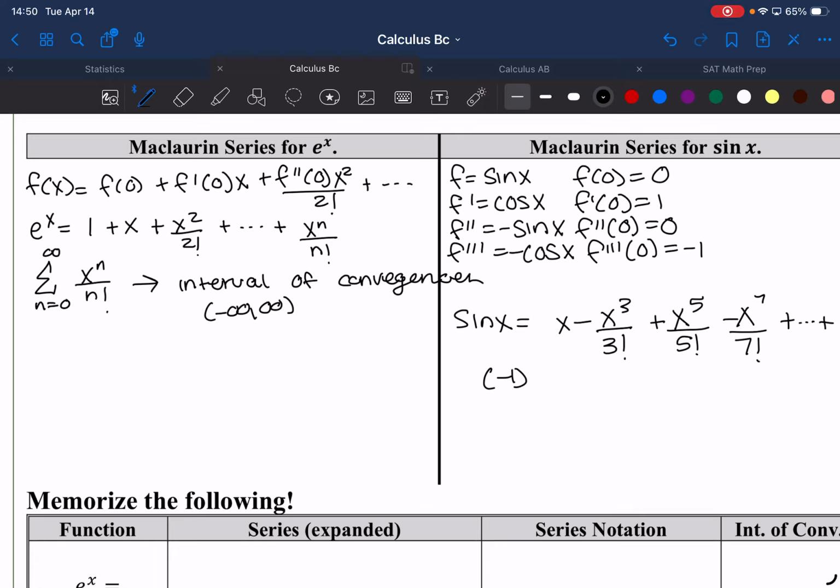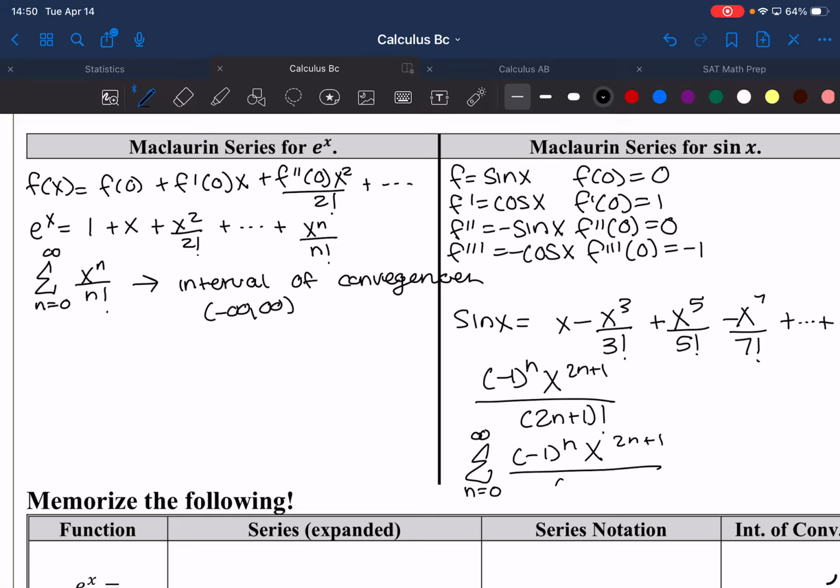Okay, so think of these almost like proofs. We're proving how we can rewrite e to the x and sine of x using a Maclaurin series. Okay, for these basic functions, you are not going to be required to show these steps. That is because you are going to memorize the series expansion and the series notation for each one.